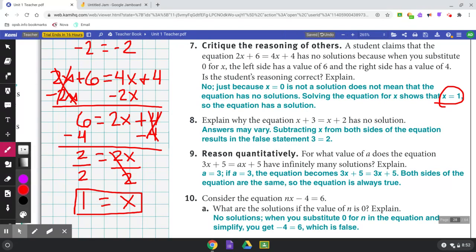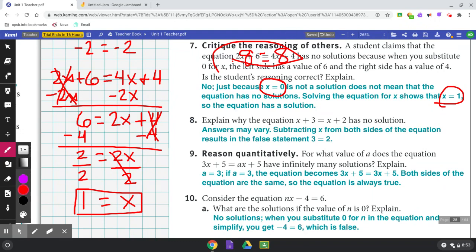Okay? So just because the student said, hey, this equation has no solutions because 0 isn't a solution, well, that doesn't matter, because if I solve this equation, I get that x equals 1. If I substitute the value of 1 into this equation here, I get a true statement. 2 times 1 is 2, plus 6 is 8. 4 times 1 is 4, plus 4 is 8. So you end up getting 8 equals 8, which is a true statement.